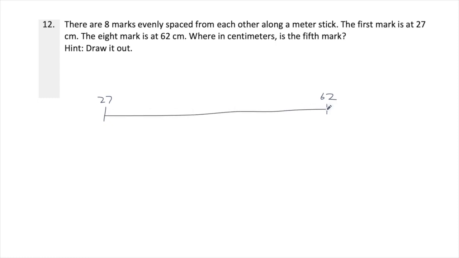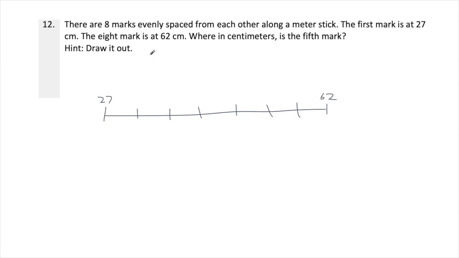We know that there are 8 marks in total, so we have to draw 6 more marks as we already drew a mark at either end. So let's draw 6 more marks. Now let's figure out the distance from the first mark to the last mark.